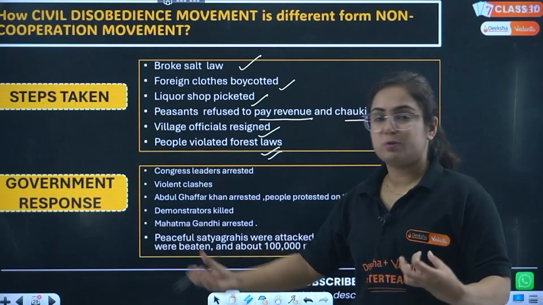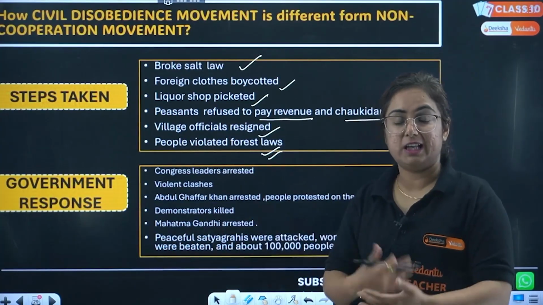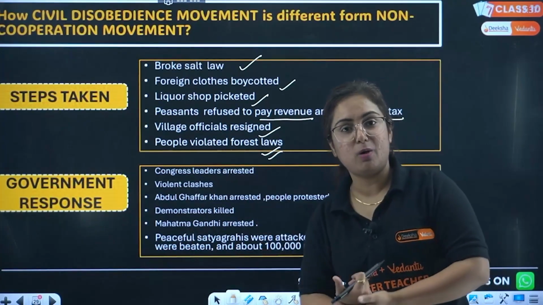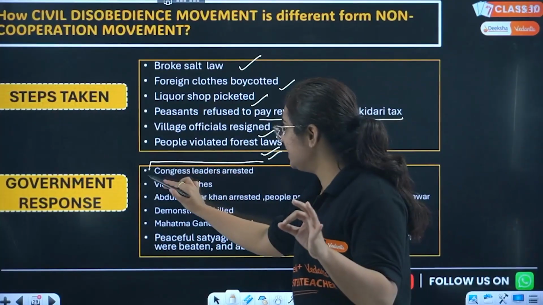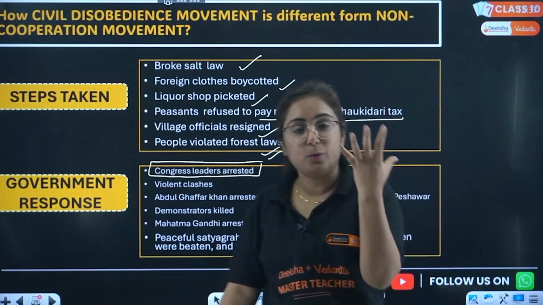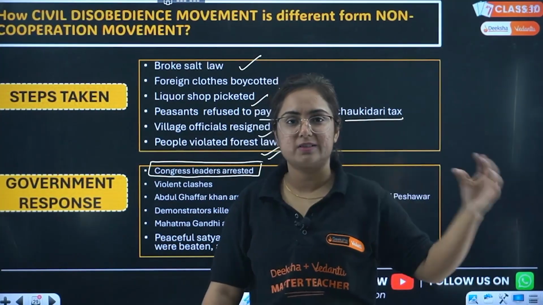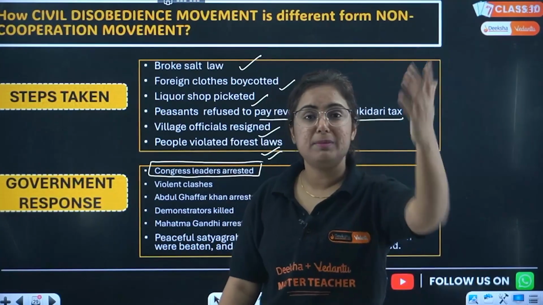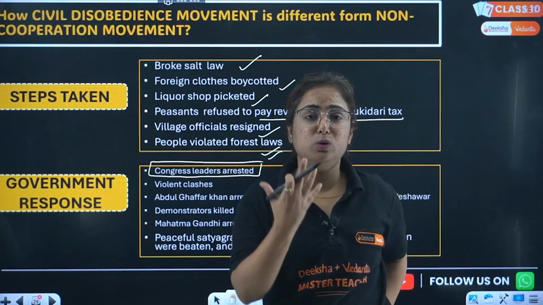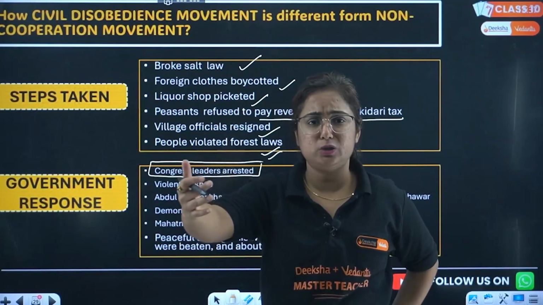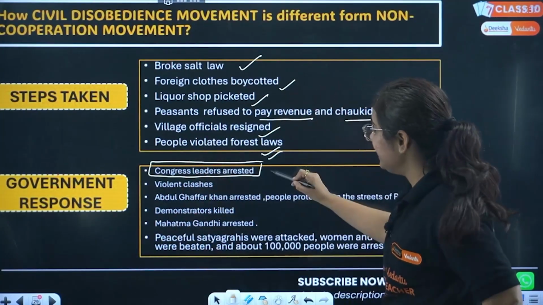Irwin, who used to be a soft person in the starting, was sounding like he was bringing an offer for us, but it resulted in disaster. Congress leaders were arrested. Why? They were trying to make the movement without the leaders. They were saying, how can people manage without leaders? It actually affected the movement, because when there were no leaders, there was no direction for the people. So the Congress leaders were arrested.